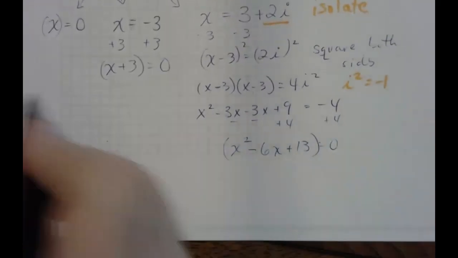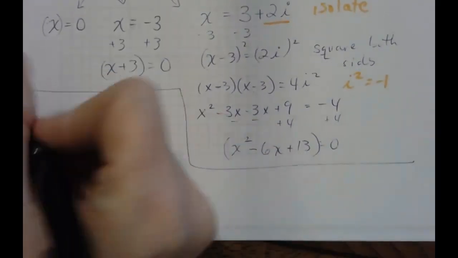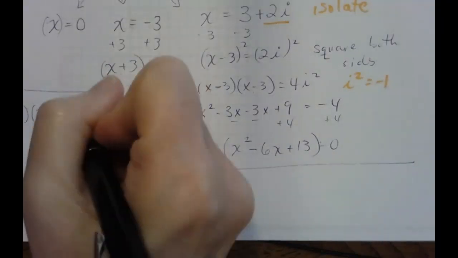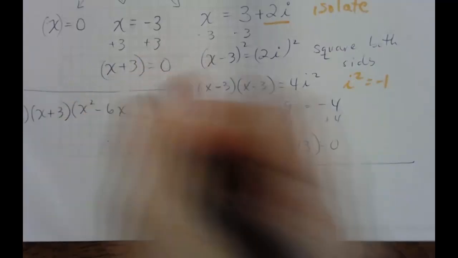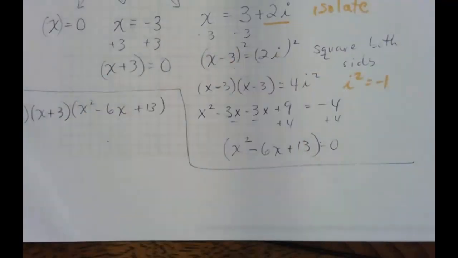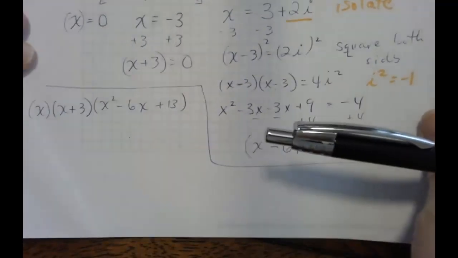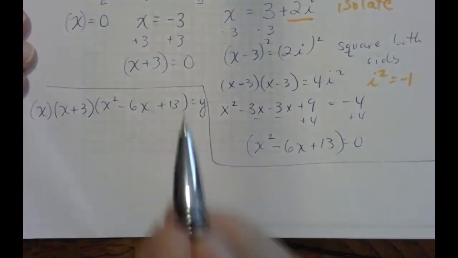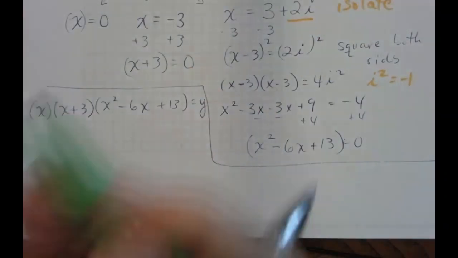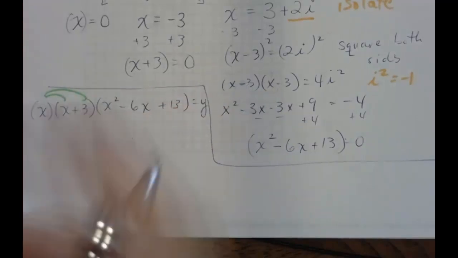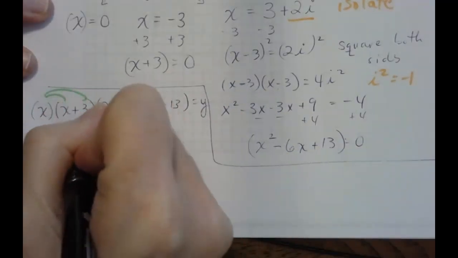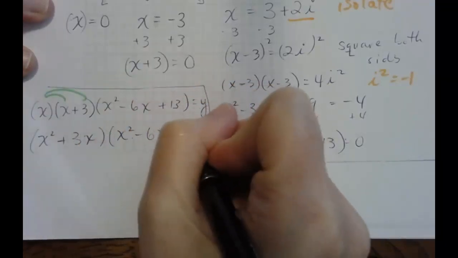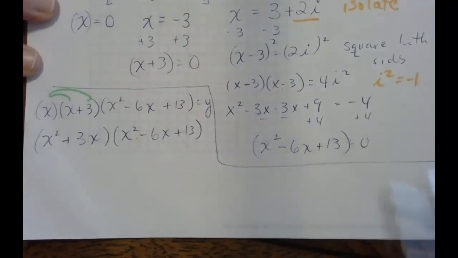So shifting it up a little bit, I think I've got just enough room here. So x times x plus 3 times x squared minus 6x plus 13, just like we've done in class. This is what our polynomial is going to be equal to. So this is in factored form. Let's go all the way here. So we're going to start by distributing the x, which gives us x squared plus 3x, and then we're going to multiply it by this trinomial using the distributive property.